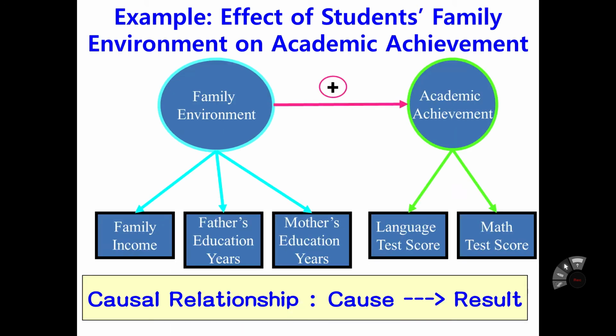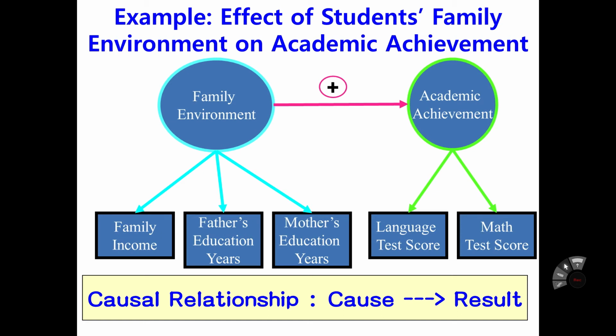Excellent. So now I'm investigating the effect of students' family environment on academic achievement, running from family environment up to academic achievement. As you can easily see, the family environment will be drawn out of multiple observed indicators such as family income, father's education years, and mother's education years in the exogenous part. Exogenous means coming from outside. So the effect is now coming from outside. So that's the starting point of the arrow running from family environment to academic achievement.